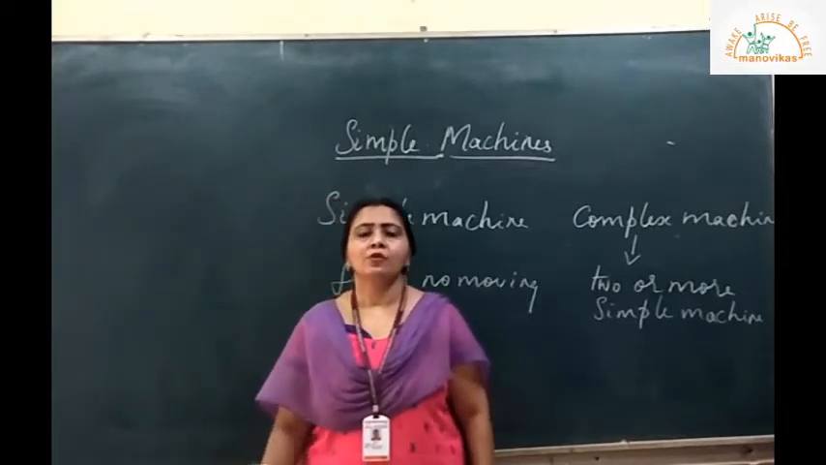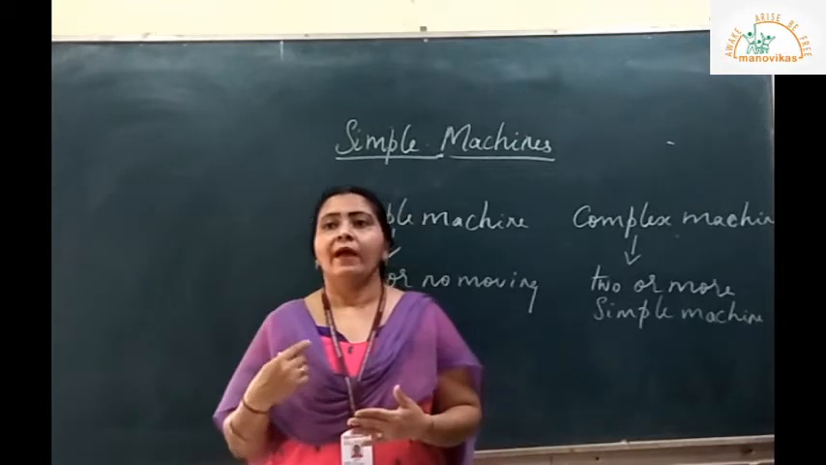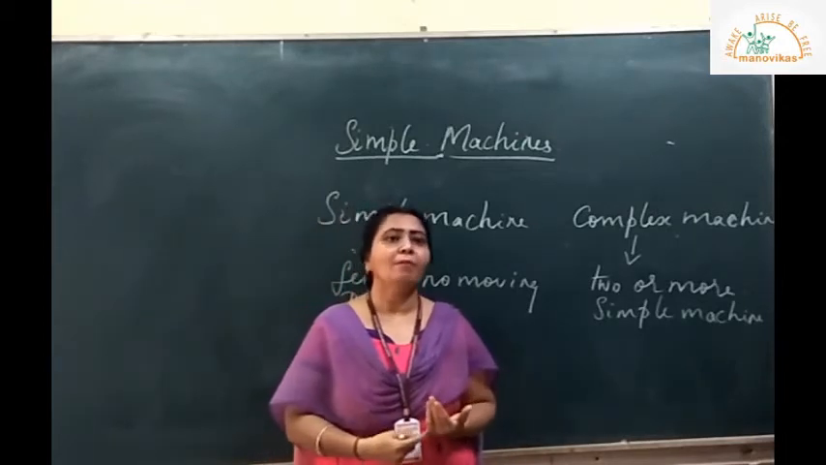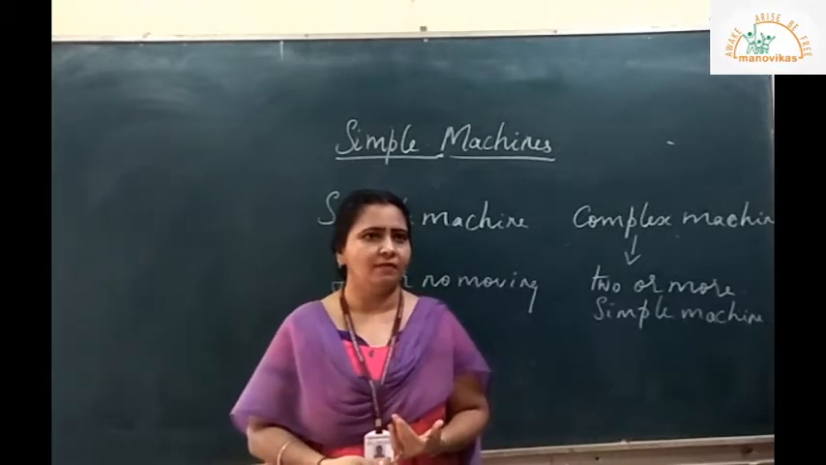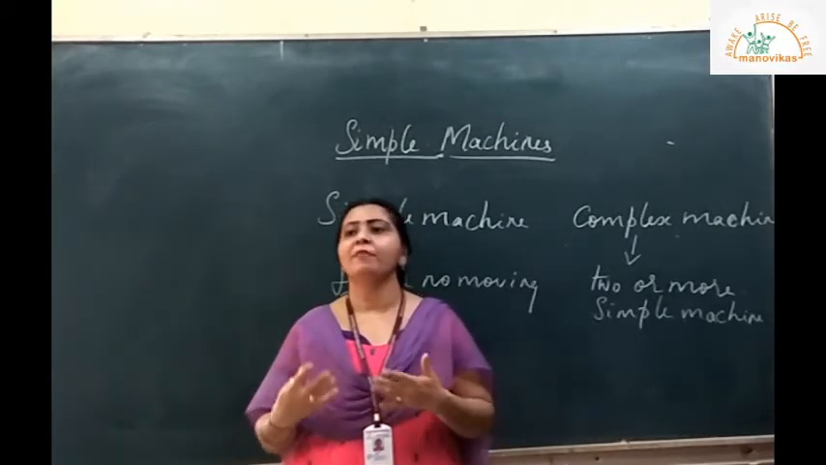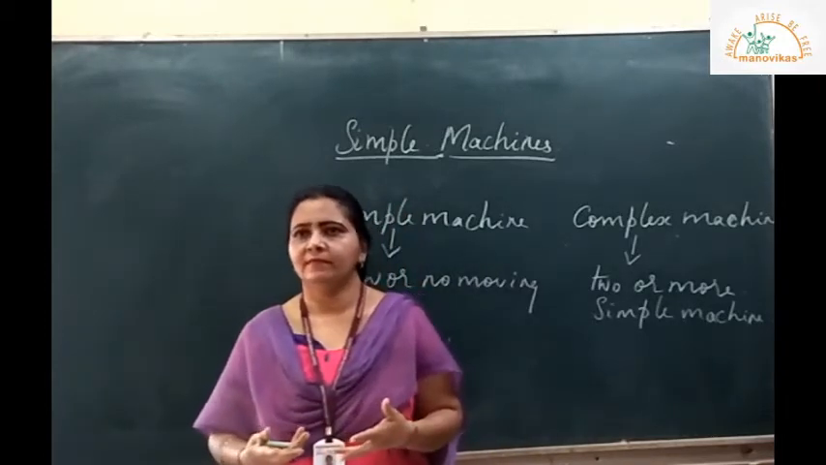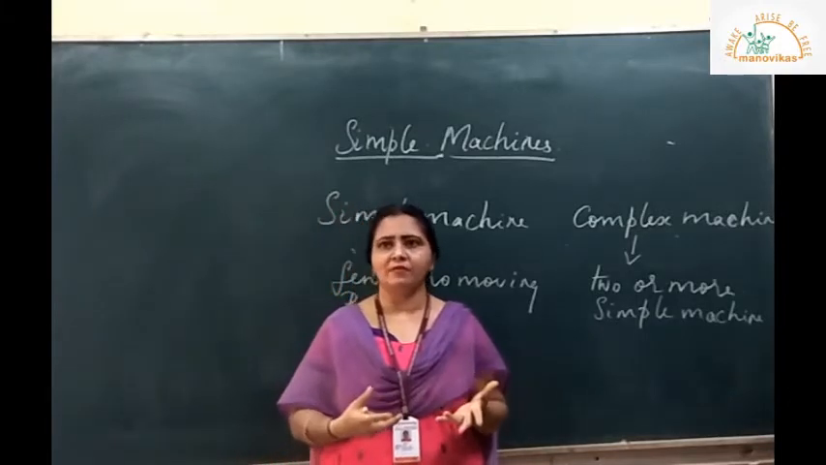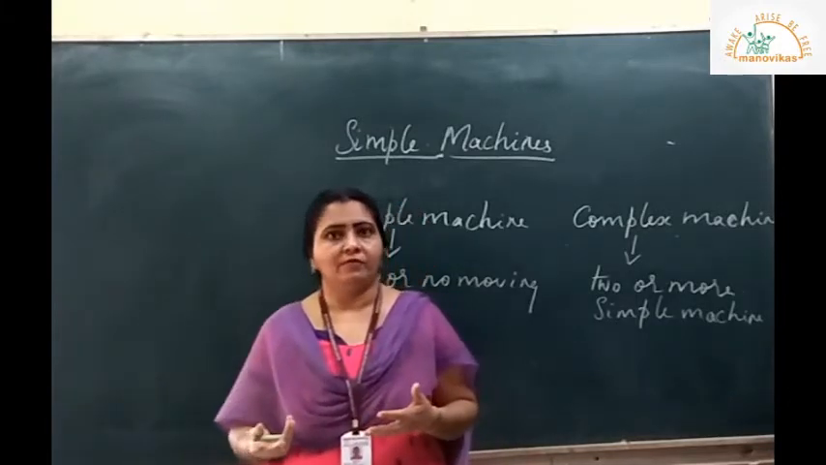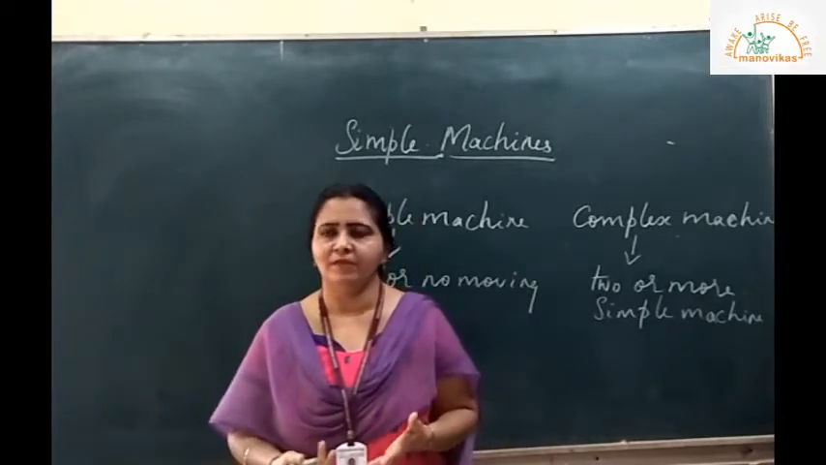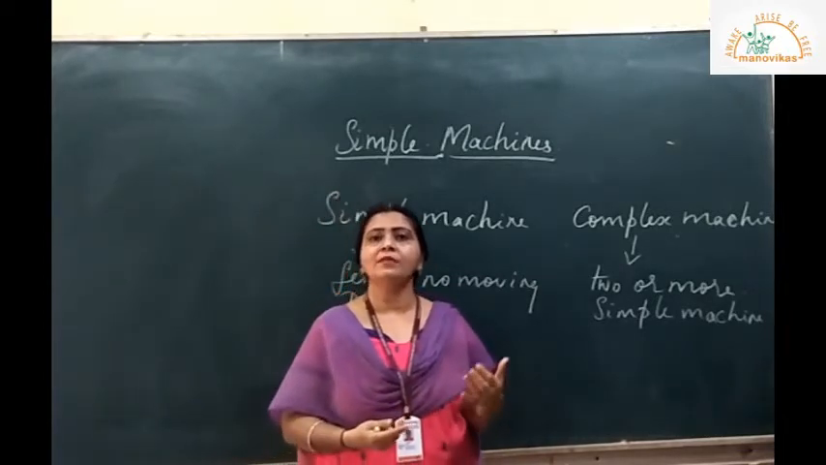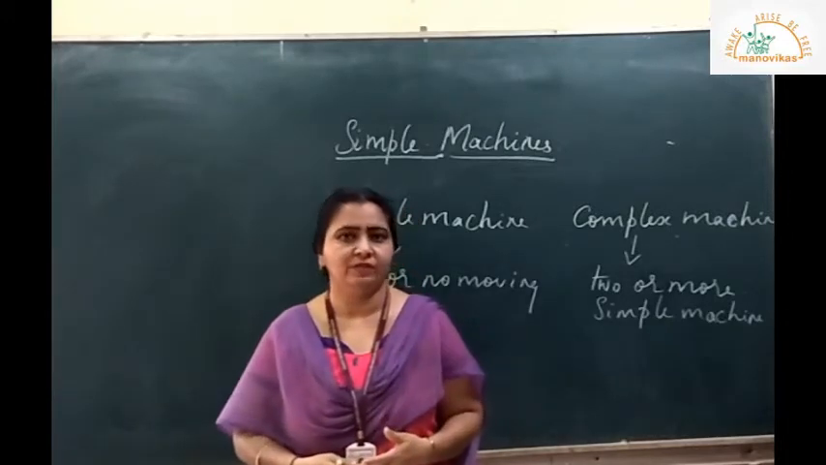Students, an example of a complex machine is a bicycle. A bicycle is made up of many parts. A car is also made up of many parts, made up of two or more simple machines. So these are the examples of complex machines.